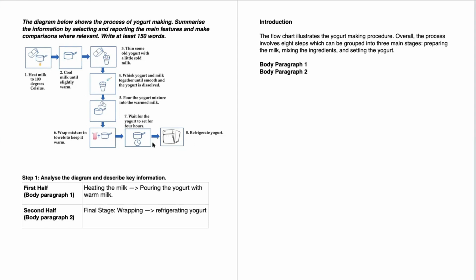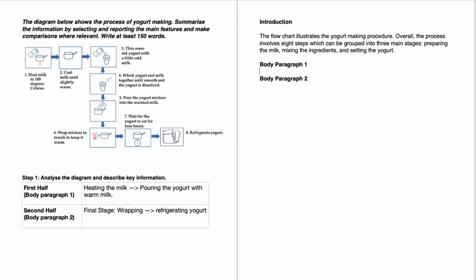In my body paragraphs, in my body paragraph 1, I'm going to include the first 2 stages, and then the body paragraph 2 is going to be wrapping and setting the yogurt. This is what I mean by really making sure that you're analyzing the diagram and not just splitting 4 and 4 for these 8 steps into body paragraph 1 and body paragraph 2. Always make sure there's some logic behind it.